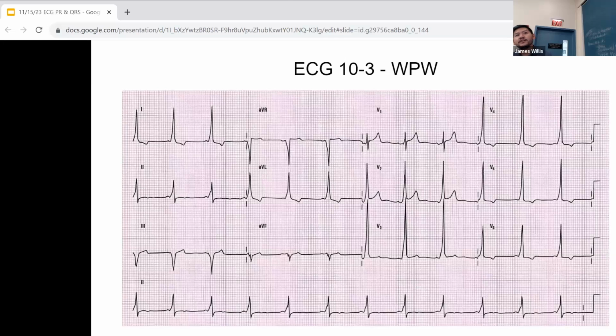So here, what type is this? Type A, yeah. So this is mostly, where's my mouse? It's all upright from V1 through V6. And here you can see, now they've determined it's WPW, these aren't really Q waves, there's just upside down delta waves in the inferior leads, which can mimic ischemia.